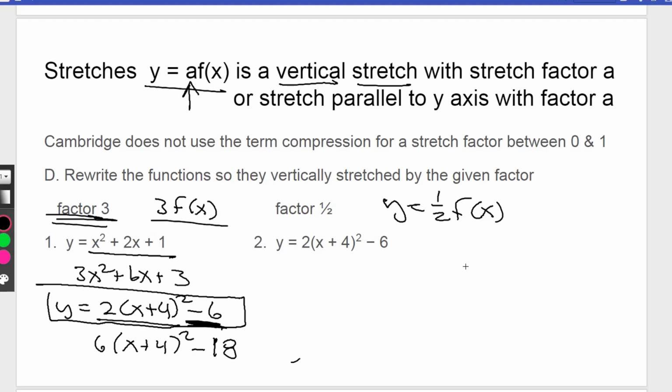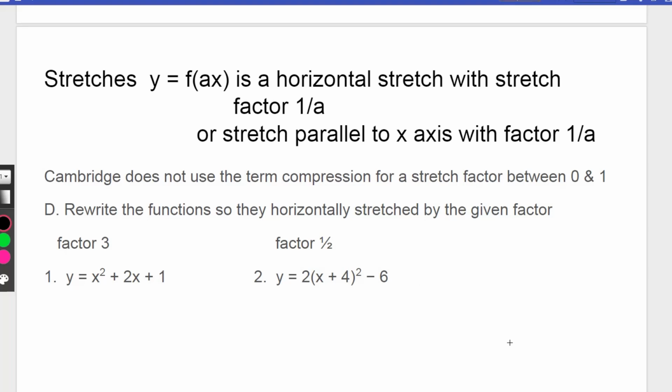Okay, good. So all we're going to do here is multiply the entire thing by 1/2. This is going to be 1/2 times everything. So that's going to be 1/2 x squared, it'll still be (x plus 4) squared, and then minus 3. That is what we're talking about. Okay, hope that'll make sense. Let's go on.